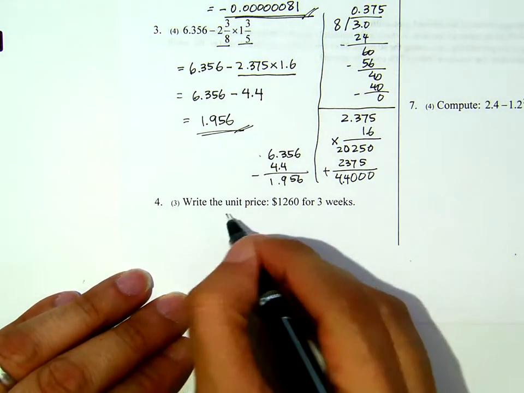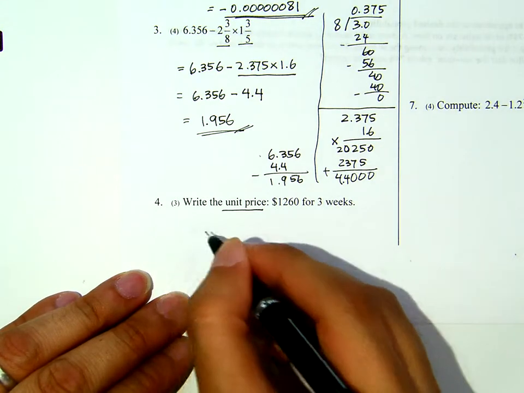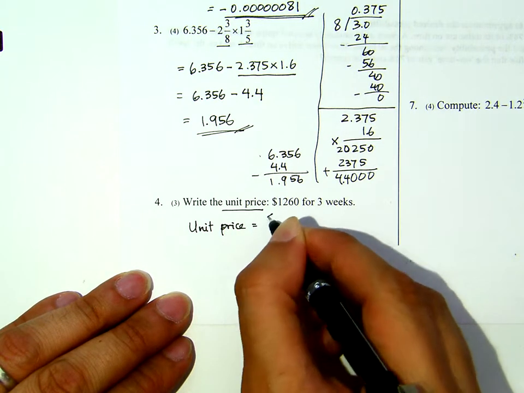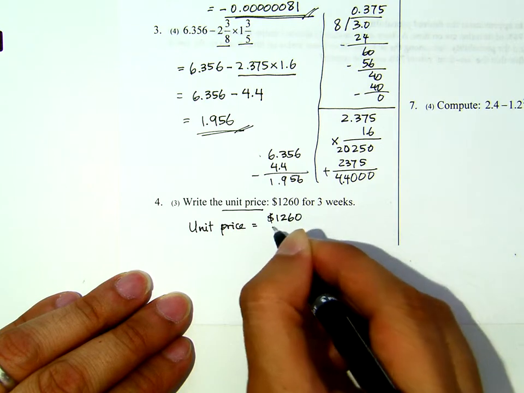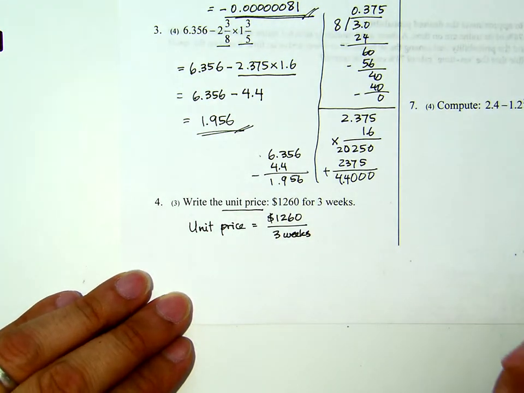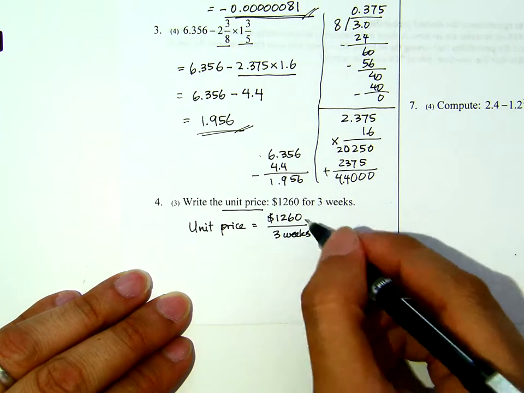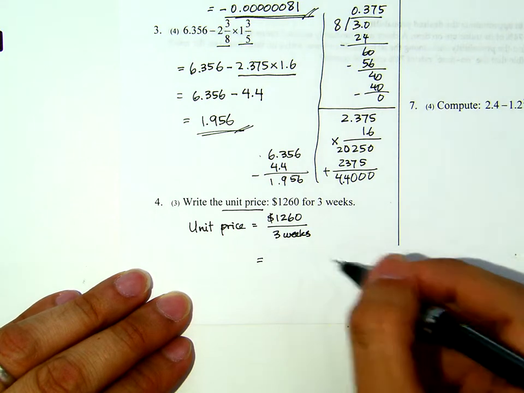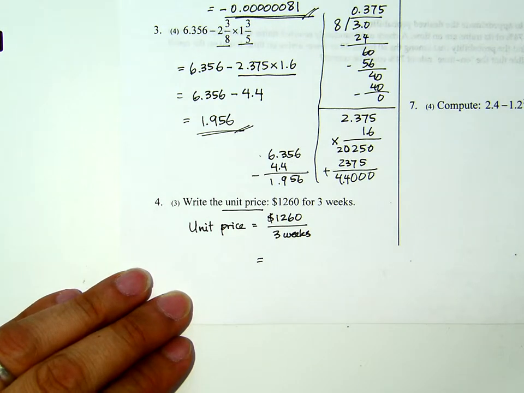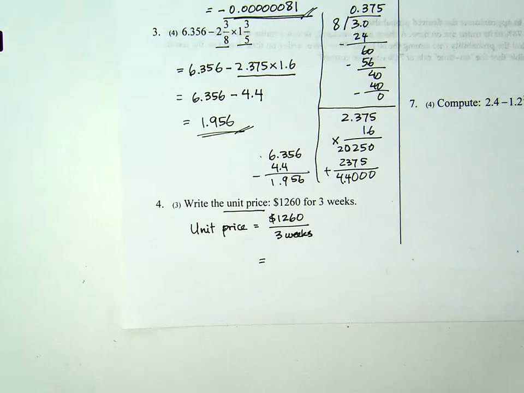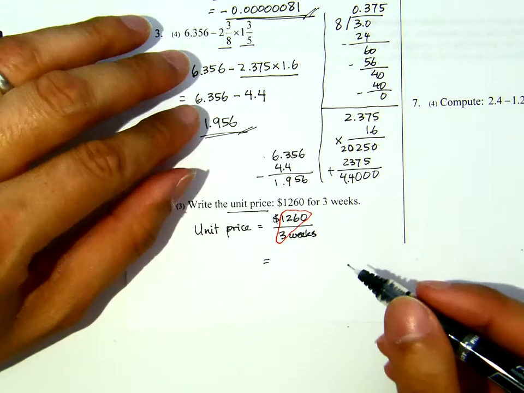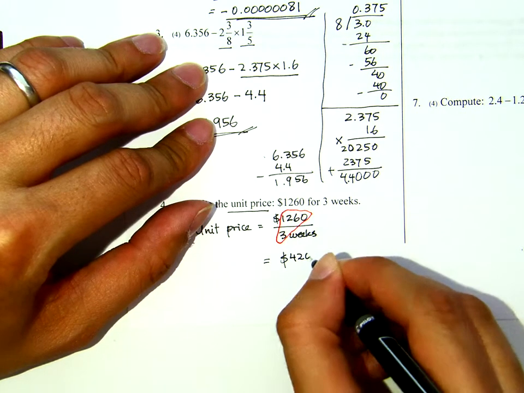Number 4, write the unit price of this. Now first I will write it as the rate first. It will be $1,260 over 3 weeks. Notice that what is required here is unit price, which means I need to change this into a decimal, or just simply divide it. It's not like a ratio or rate. This is unit price. So if I divide these, I think I will get 420. There will be $420 per week.